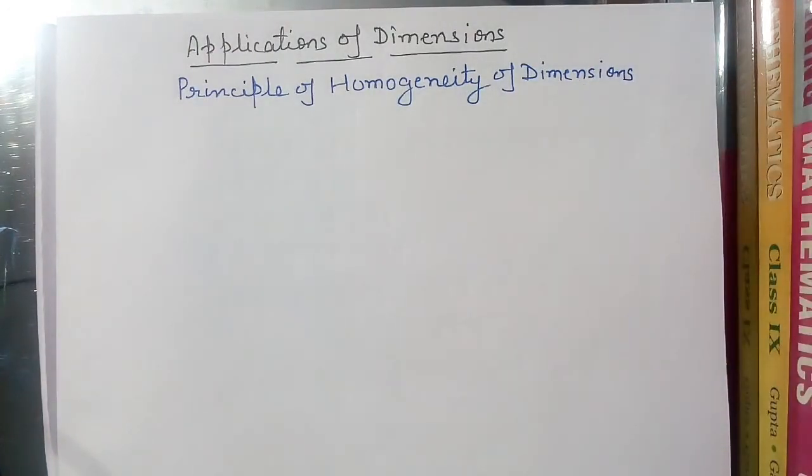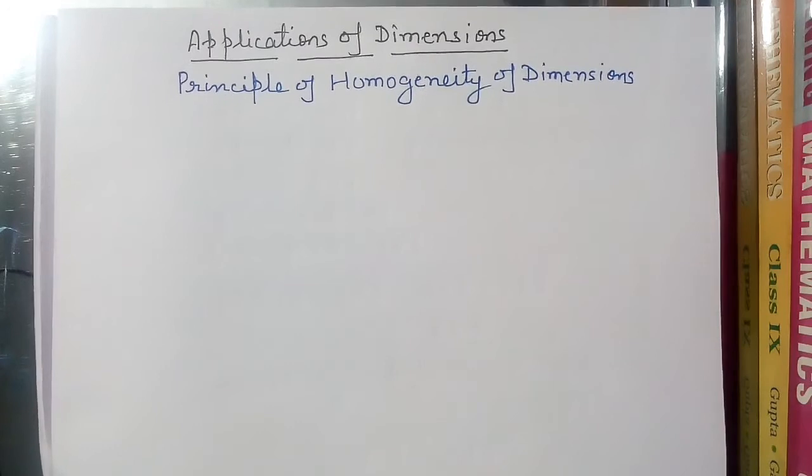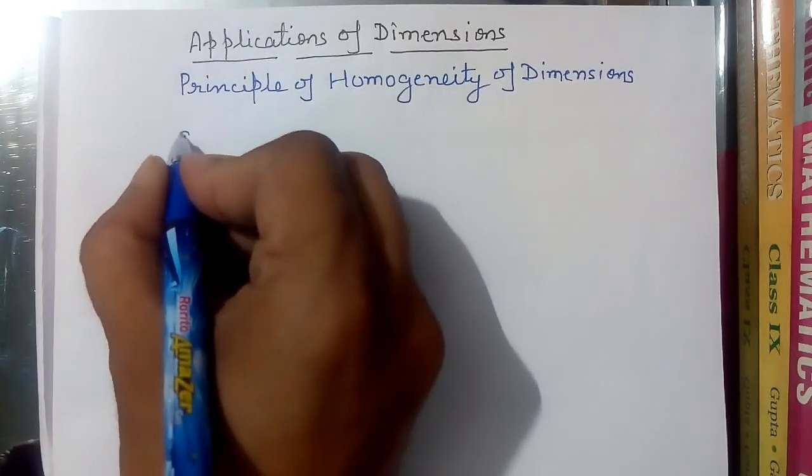So the principle of homogeneity of dimensions means if we have an equation or a formula, then the dimensions of the physical quantities on the left hand side must be equal to the dimensions of the physical quantities on the right hand side. In this way, this principle of homogeneity of dimensions is valid. Suppose I take one example.